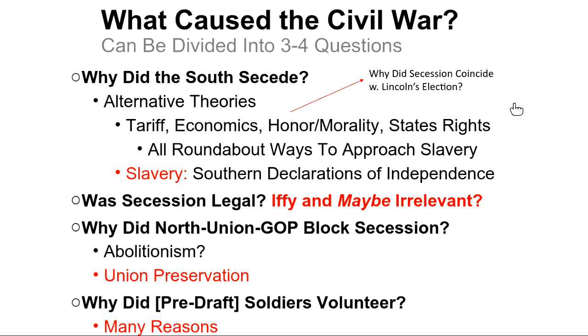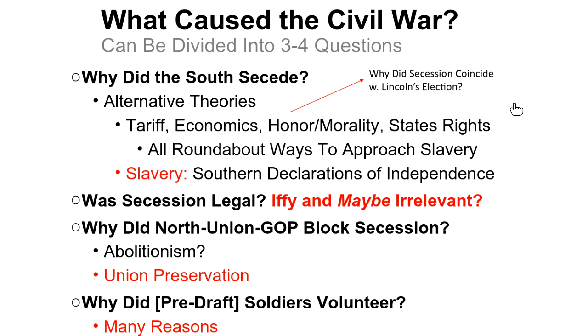So all these other reasons, tariffs, and the last three especially, economics, honor, states' rights, those are roundabout ways to talk about slavery. Usually in academics, we want you to think of things in more complex forms, but I think in this case you could see that common denominator and see through that, and maybe make things less complex and just understand that slavery was really what drove the South to secede.